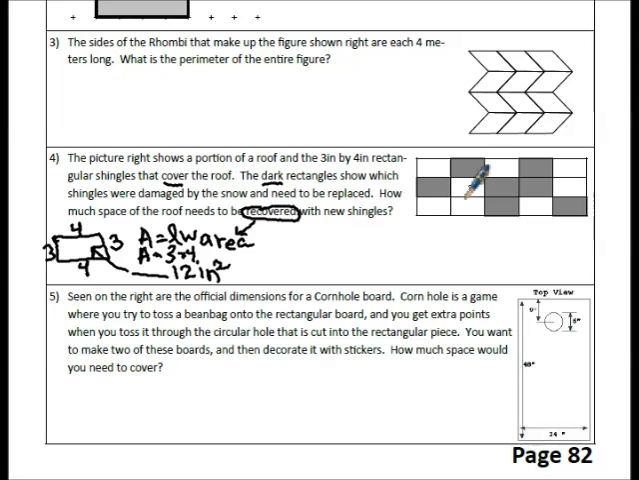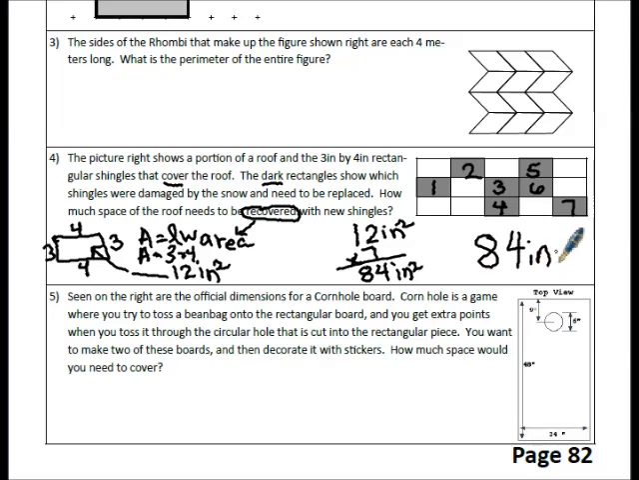It's saying that the dark rectangles show which shingles were damaged by the snow and need to be replaced. So I can count that I need to replace 7 of these shingles, or I need to cover 7 times that 12 inches of space. So 7 times 12 gives me 84 square inches, or 84 inches squared, of space that still needs to be covered.